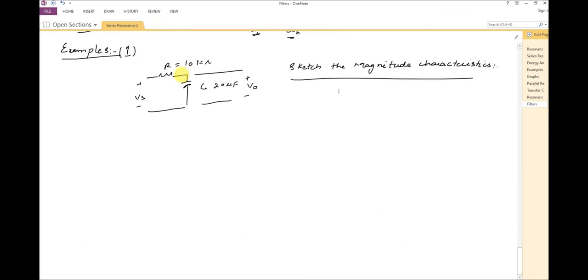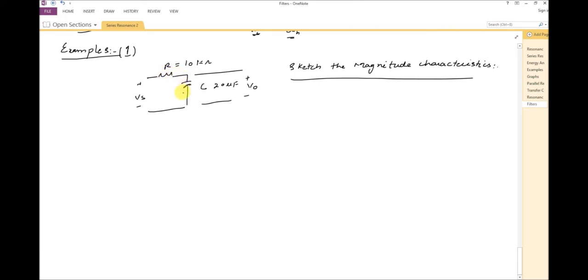So in the first example, we are given an RC circuit in which the output is taken across the capacitor. A resistance of 10 kilo ohm is attached in series with the capacitance of value 20 microfarad. There is a source voltage Vs, and it is asked to sketch the magnitude characteristic of the RC circuit. Now if you remember in the lecture when I was talking about low pass filter and high pass filter, whenever we are taking the output voltage across the capacitor in the RC circuit, it is actually a low pass filter, and if the output is taken across the resistor, then it is a high pass filter.